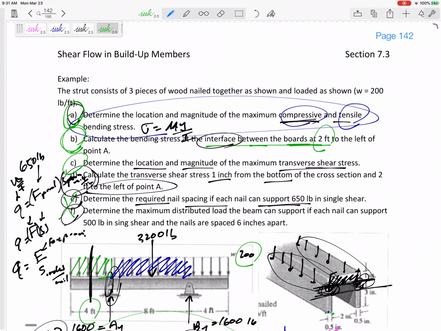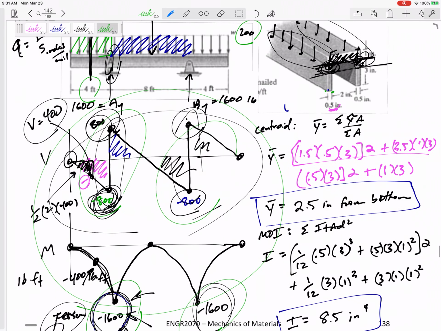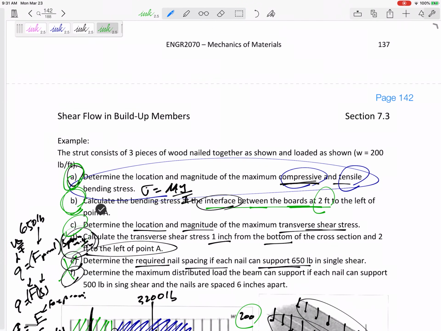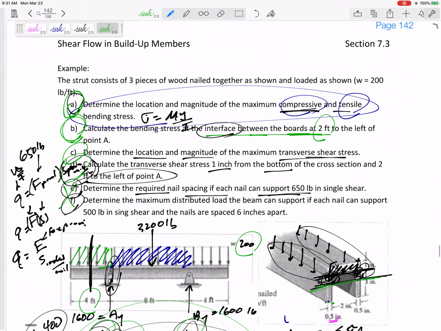Same thing with C. I want you to be able to find the maximum shear stress. So you need to look at your shear diagram. Where's the maximum magnitude of shear? Where's the maximum shear occur? At the neutral axis. But I could also ask you, hey, what's the shear stress at this location at this point? All right, E and F are just extra for free, okay?